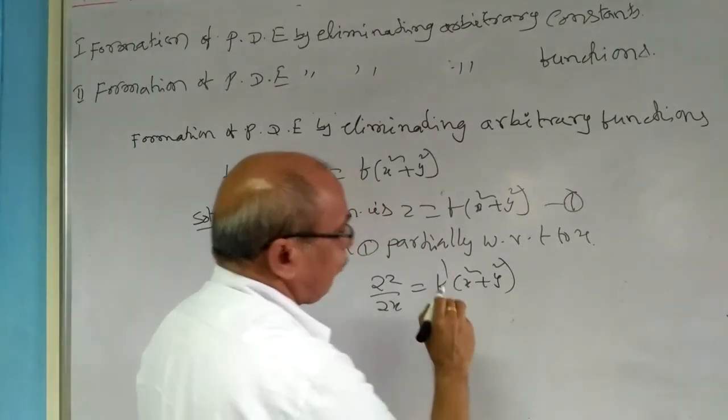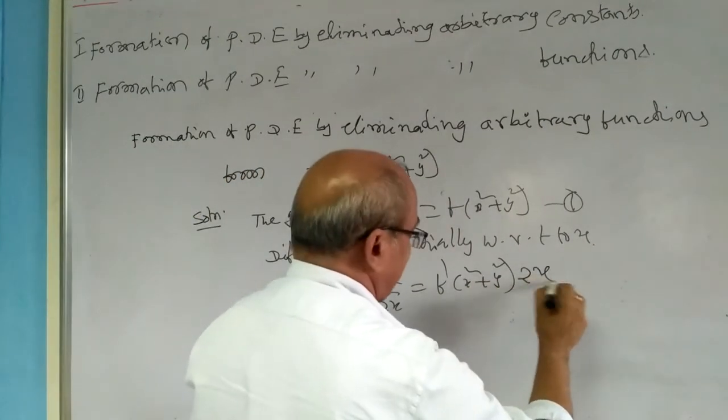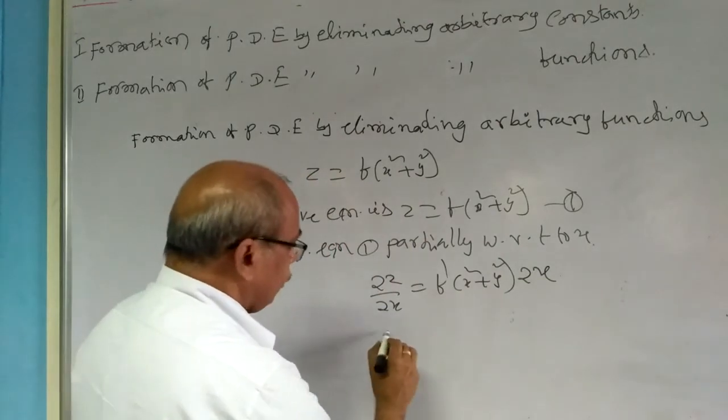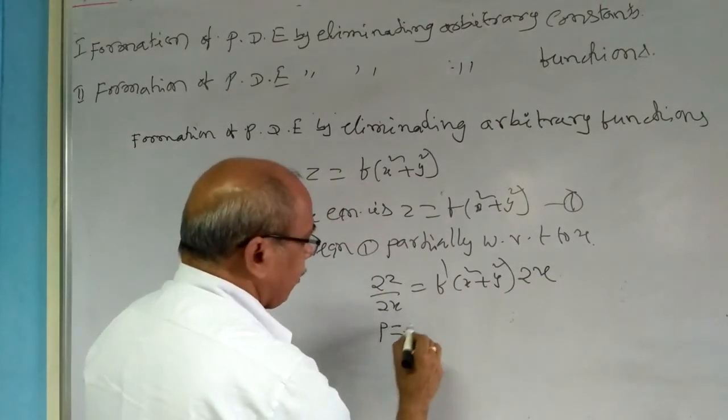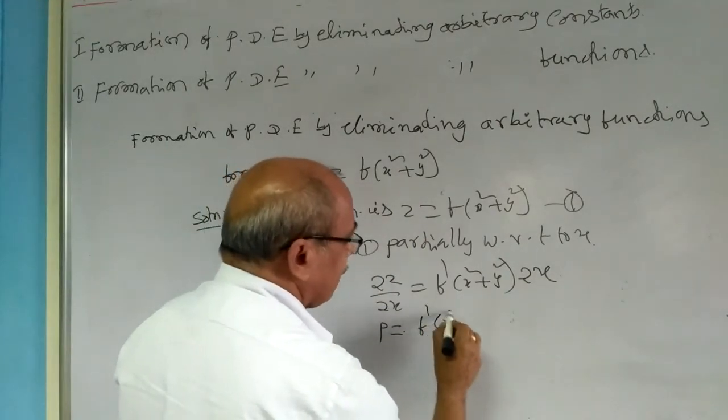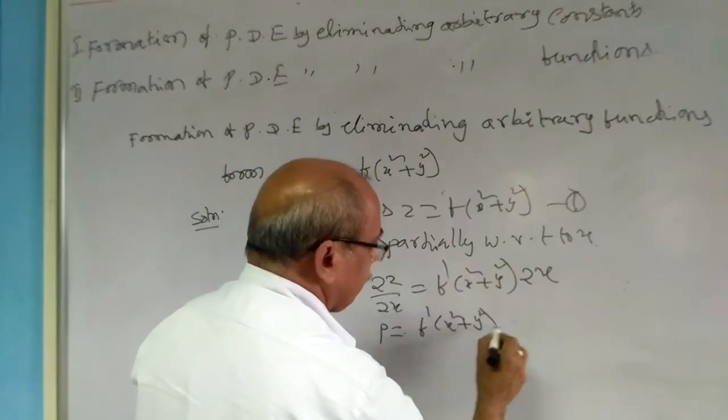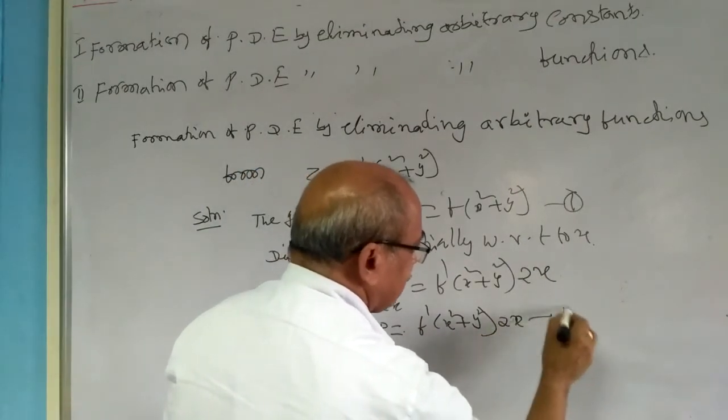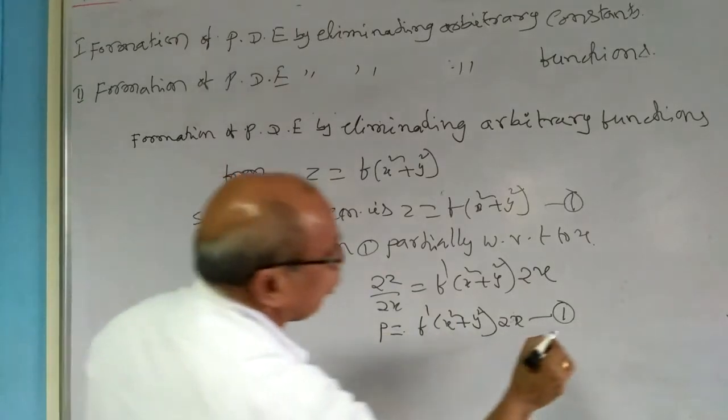Differential of x square plus y square with respect to x, that is 2x. Dou z by dou x is denoted by p. P is equal to f dash x square plus y square into 2x, that is equation 2.